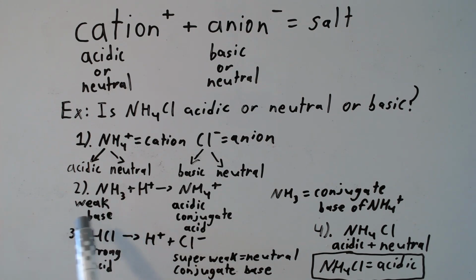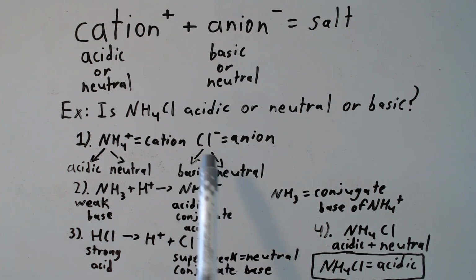And because it is a weak base, then this NH4 plus is pretty acidic. So therefore, the conjugate acid of a weak base is acidic. And in this case, the NH4 plus is going to be acidic. So now we know that the NH4 plus is acidic.